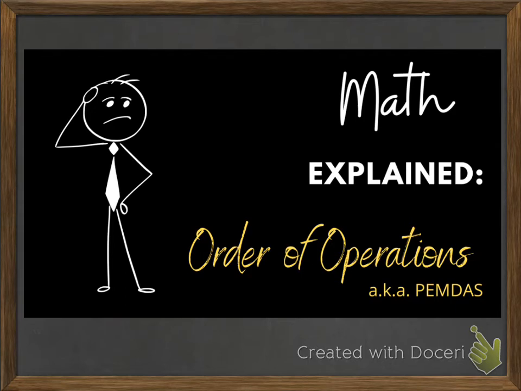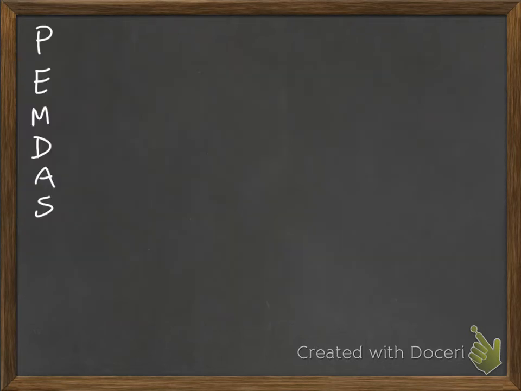This video is about the order of operations, also known as PEMDAS, or Please Excuse My Dear Aunt Sally. Please Excuse My Dear Aunt Sally is an acronym, a way to remember the order of things that you have to do when solving a math problem. So I'm going to go ahead and write out what these are. The first one, the P, stands for parentheses.